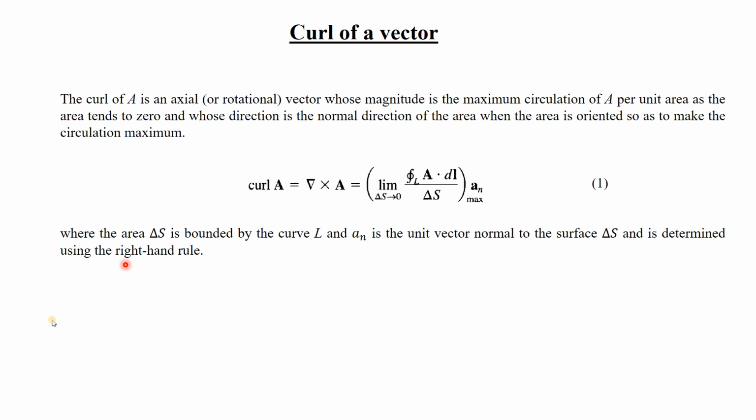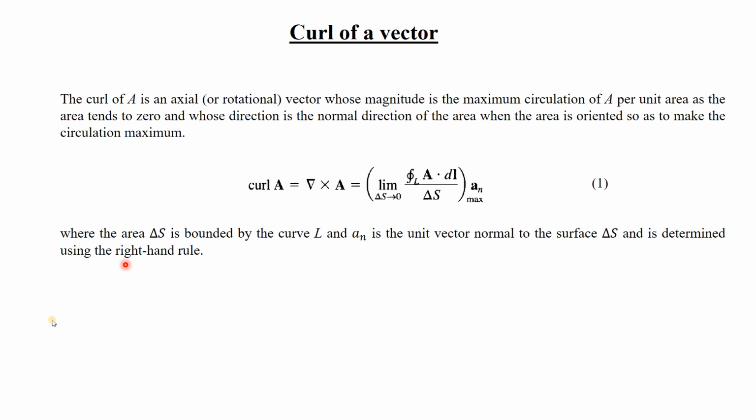So till now we have studied three operations of the del operator. Number 1 is the del operator on a scalar, which is called gradient. The resultant is a vector. Then numbers 2 and 3 are the del operator on vectors. The first one is the dot product, that is the divergence, and you get a scalar. The second one is the cross product, that is the curl, and you get a vector. So it is nothing but a rotating vector.